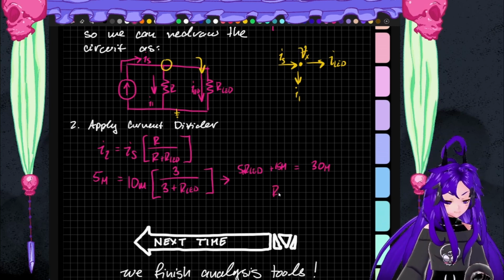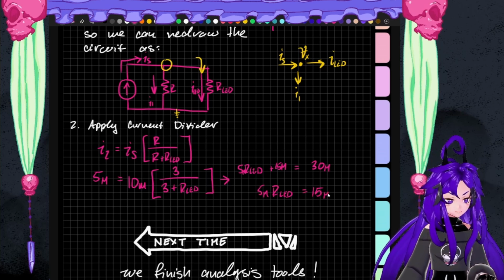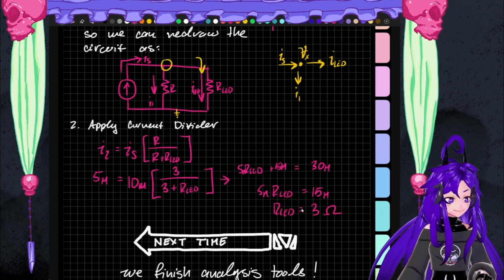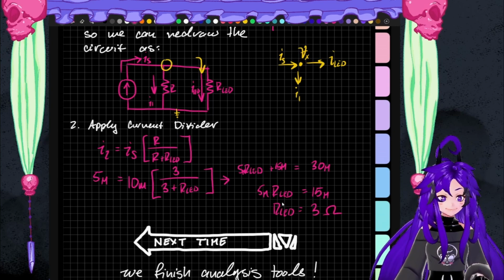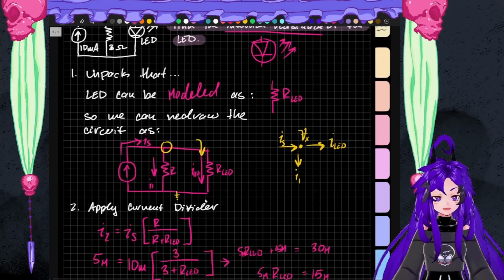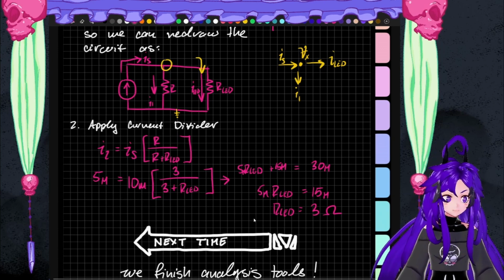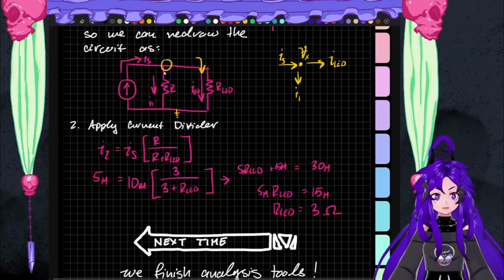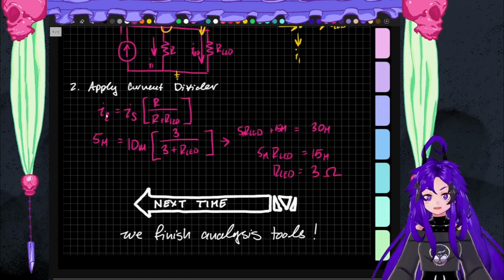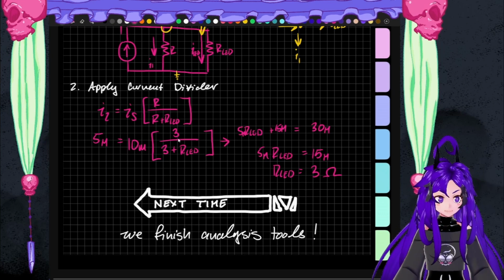So 5 milli R LED equals 15 milli, so R LED equals 3 ohms. And that's it. Fast, simple, easy calculations, because we recognized that, oh hey, this is in a shape I know how to deal with. I don't have to touch voltage at all because I know that these things are related, and someone's already done the calculation to find this equation. We're good. We're done. We are in business.